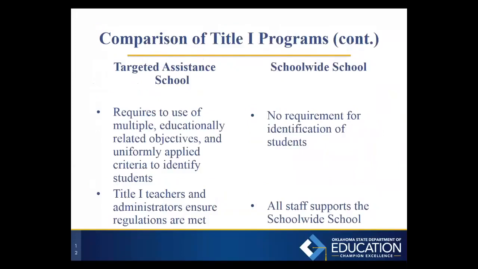Also, a targeted assistance school requires the use of multiple educationally related objectives and uniformly applied criteria to identify students. Title I teachers and administrators ensure regulations are met. Under the school-wide school, there are no requirements for identification of students. All staff support the school-wide school. So under the school-wide school, you can use Title I funds to serve all students, which is different from the targeted, which had to identify students, what we call the student selection.